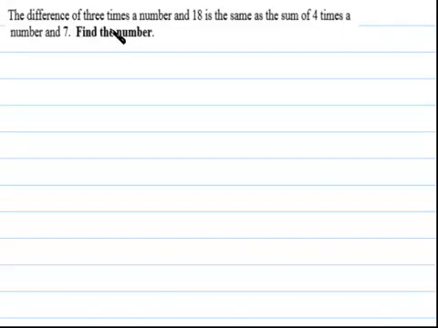The difference of 3 times a number and 18 is the same as the sum of 4 times a number and 7. Find the number. Okay, the difference, that means we're subtracting. The difference of 3 times a number and 18 would be 3n minus 18, is the same as the sum of, that means we're adding, 4 times a number and 7. We're adding those. Find the number.